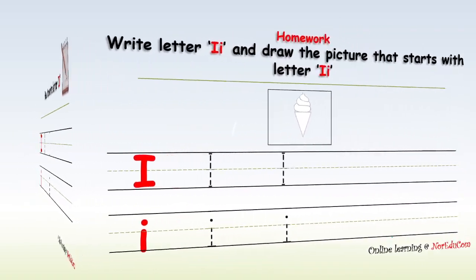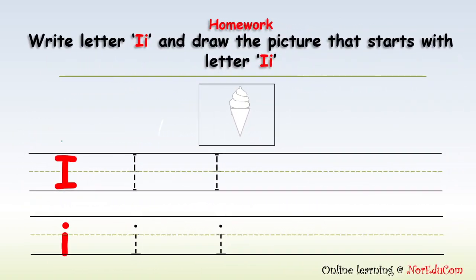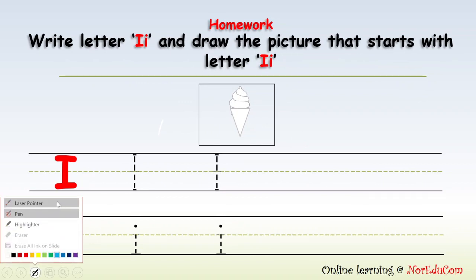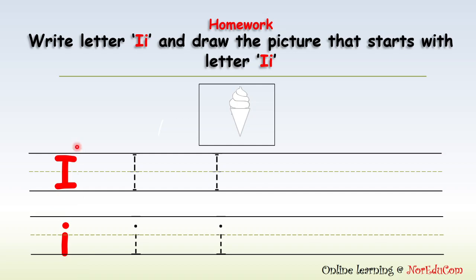For your homework, I want you to write letter I, capital I, or a big I 10 times, and a small I 10 times inside your notebook. And I want you to draw a picture that starts with letter I. For example, an ice cream.